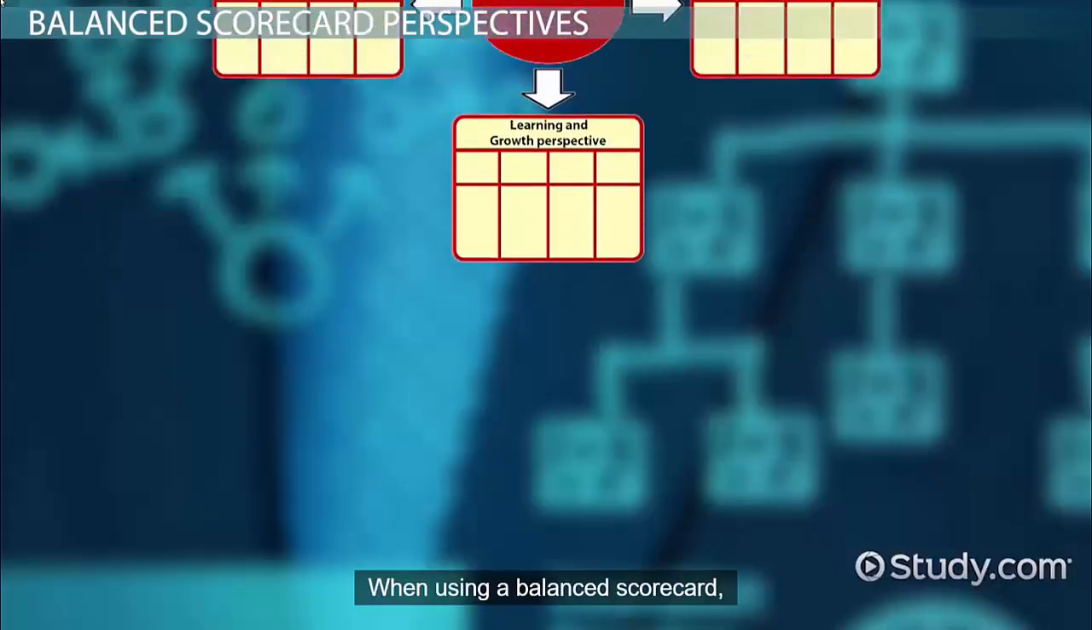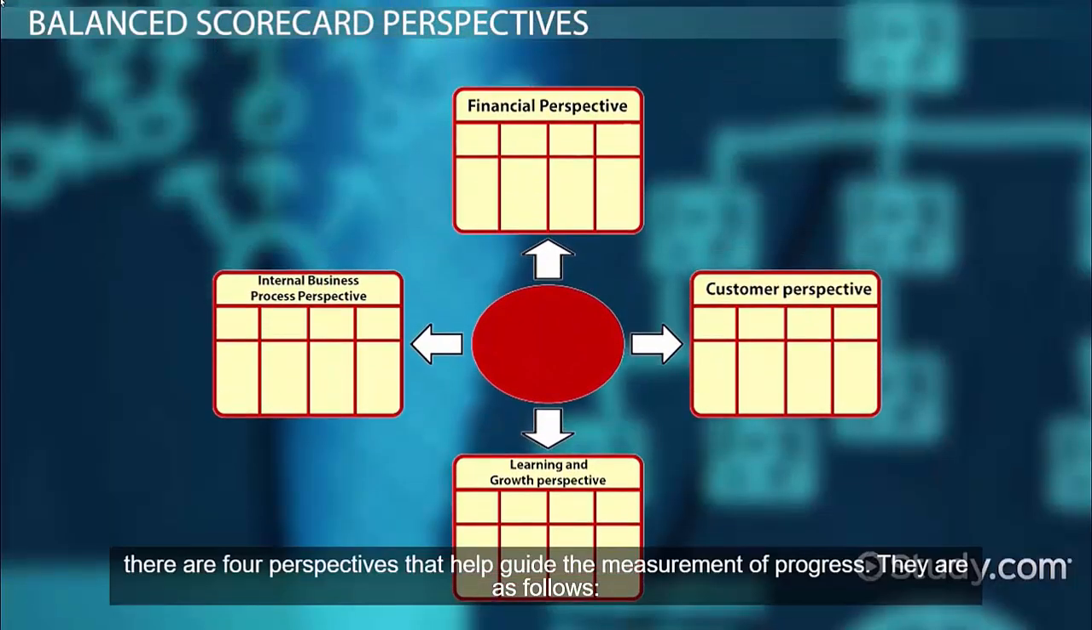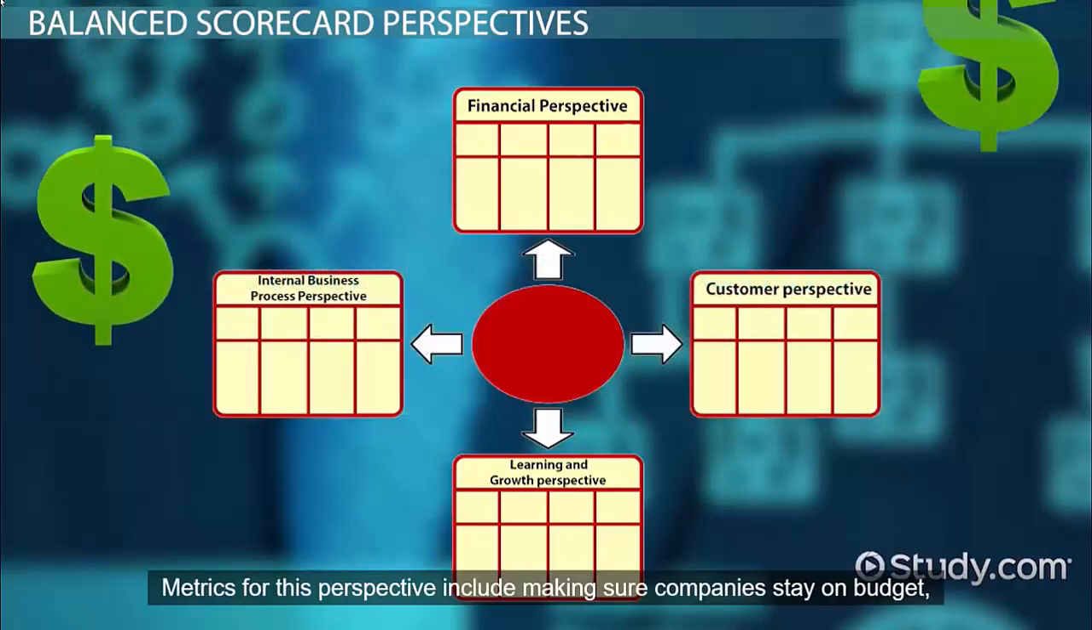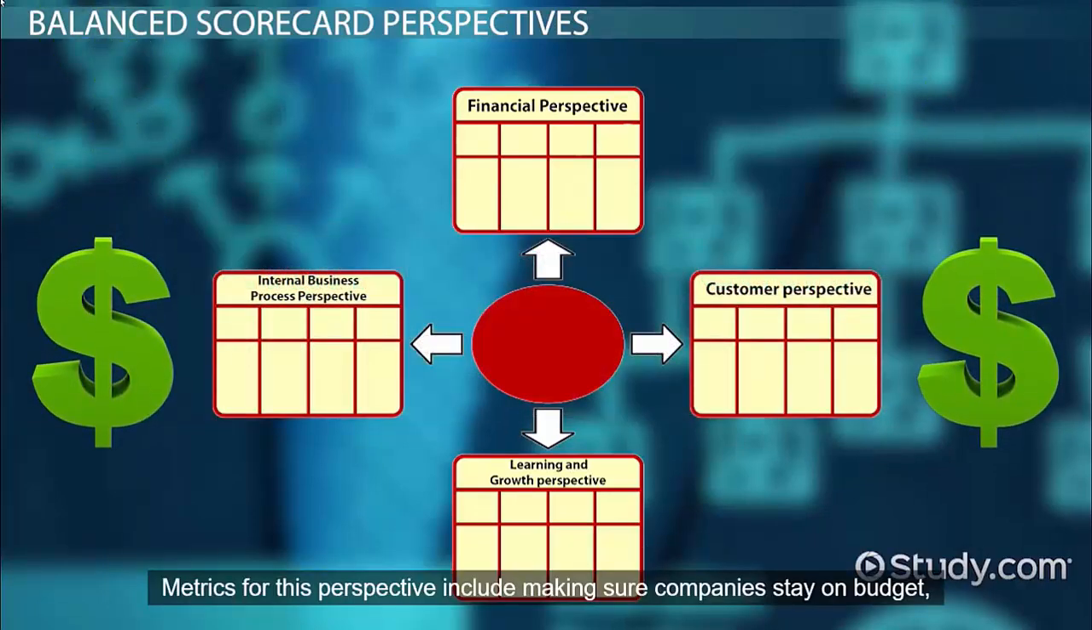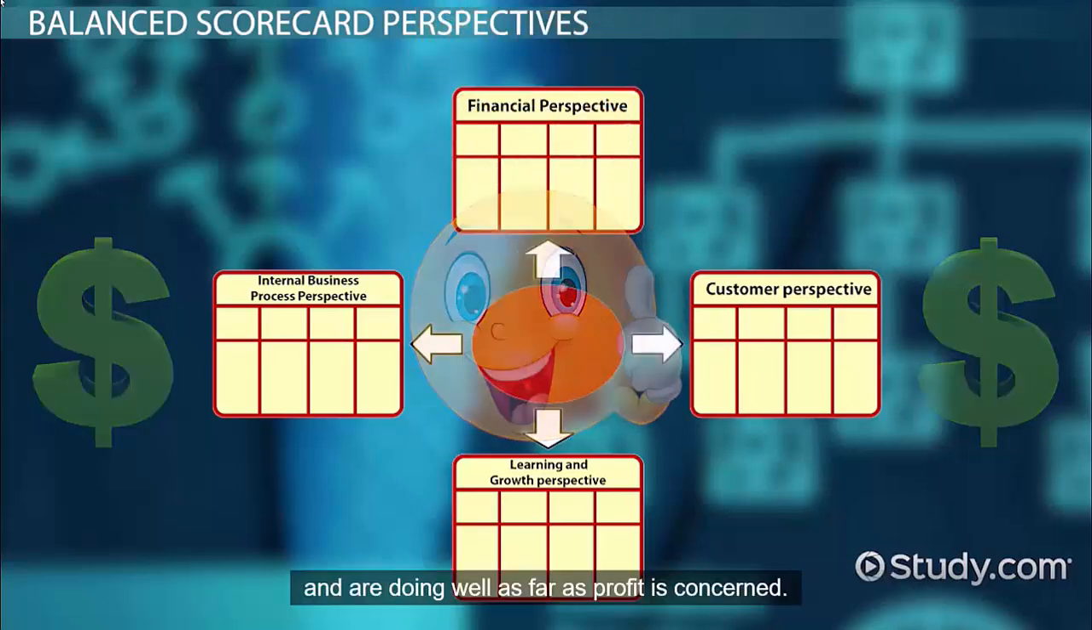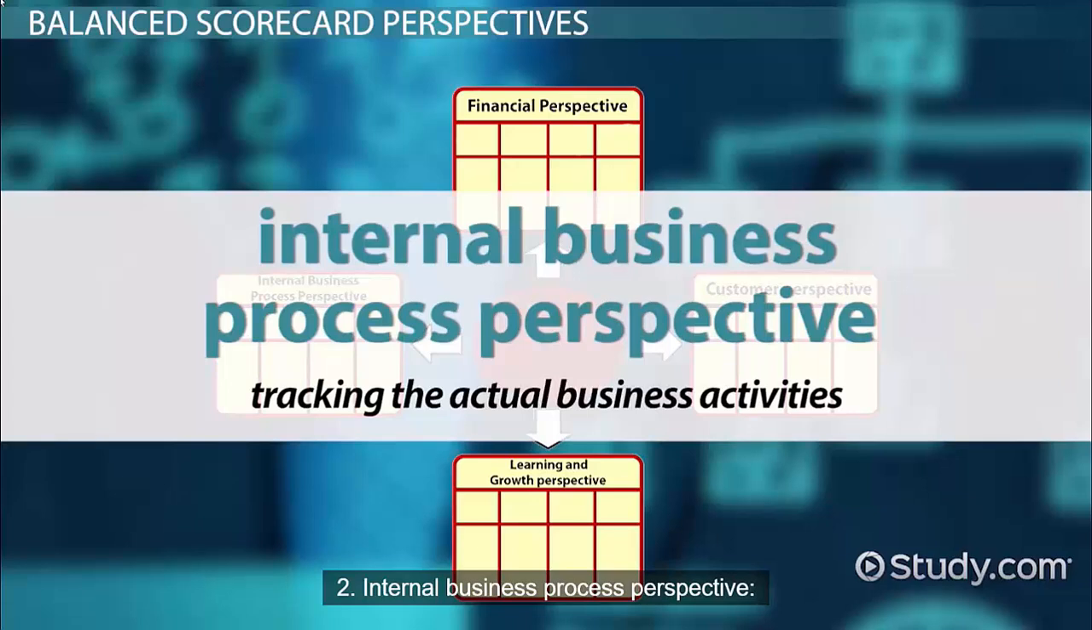When using a balanced scorecard, there are 4 perspectives that help guide the measurement of progress. They are as follows. Financial perspective. Management tracks and keeps record of the company's financial well-being. Metrics for this perspective include making sure companies stay on budget and are doing well as far as profit is concerned.